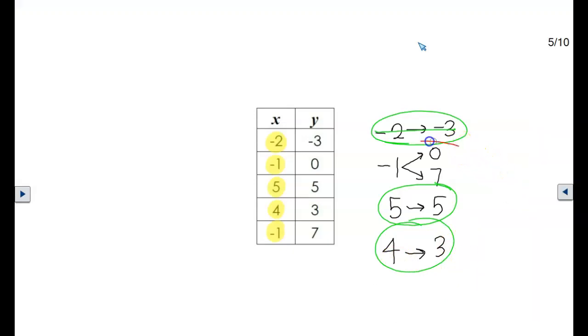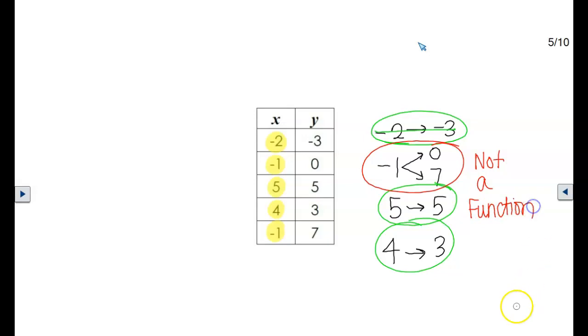Here is where we are in trouble because you have a one-to-many connection happening. Negative 1 is trying to connect to two different y values. So because of this situation right here, this one would also not be a function.